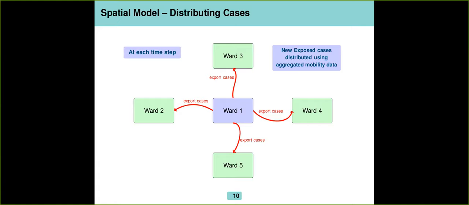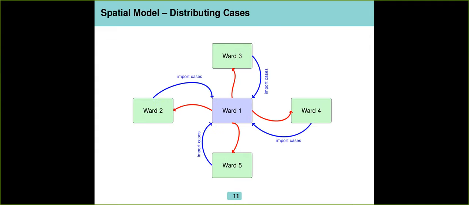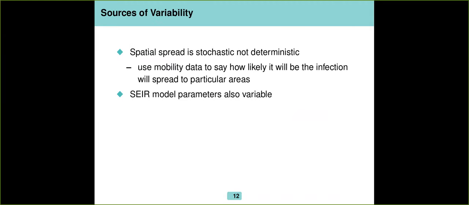I should mention now, I'll come back to that, that export function wasn't fixed, it was stochastic. So it was based on a probability function, which was derived from the mobility matrices. Of course, you have to run that for each ward. So each ward generates excess cases, which have to be distributed depending on the mobility data. And then each ward receives excess cases potentially again from other wards. So you have to run all of that, summing up and consolidating at each time step. And then you have to run the model for your time steps as required, depending on how long you want to run your model for.